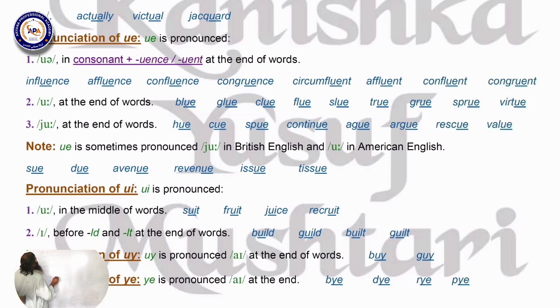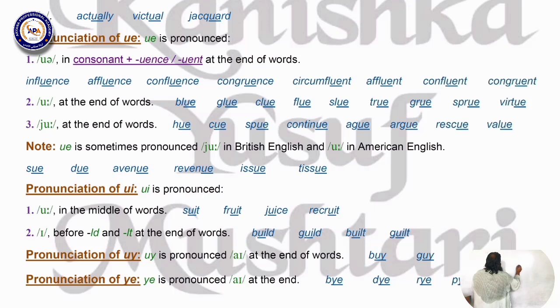Next digraph we have is UY, which is pronounced I, like buy and guy. And another digraph we have is YE, which is also pronounced I. And by the way, they both appear at the end of words. Examples for YE like bye, dye, rye, and high. And with that, vowel digraphs end. Next day we will inshallah study vowel trigraphs.